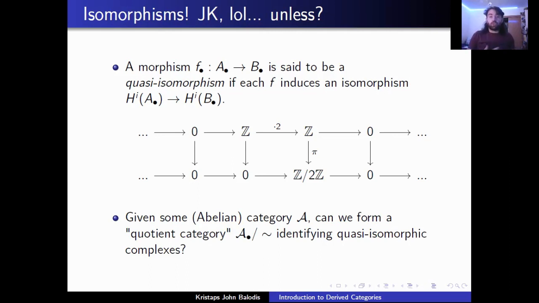So we can quotient out this category, or rather the question is, can we come up with a definition of quotient for a category that allows us to identify quasi-isomorphic objects? You know, this may give us a simpler description of things if that's all we really care about.